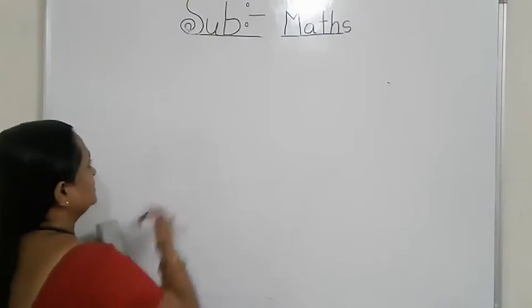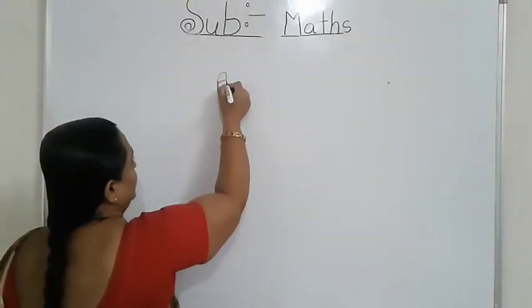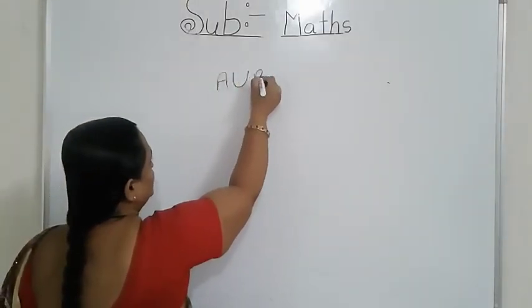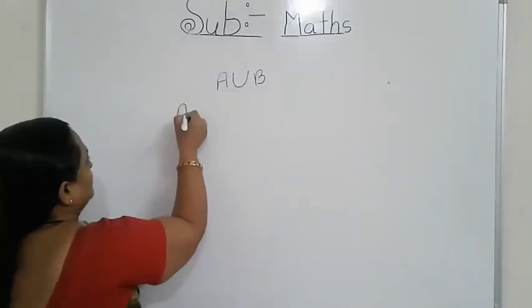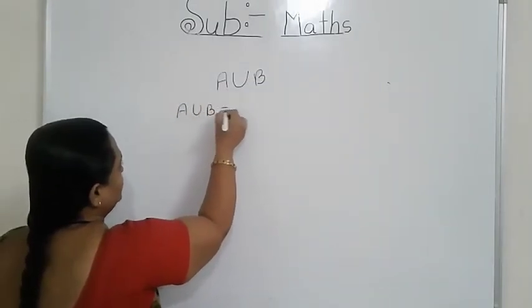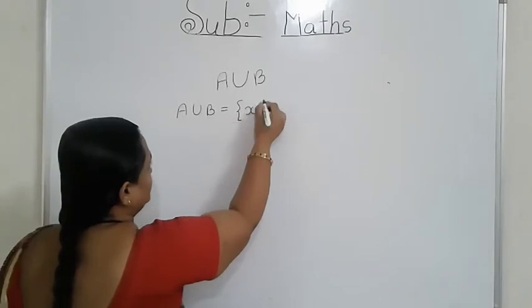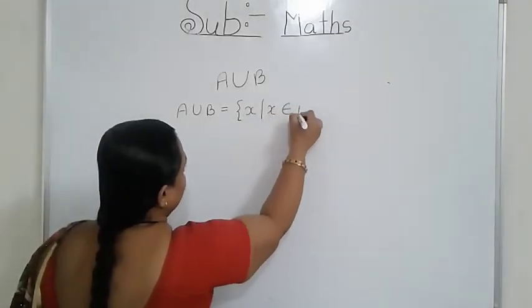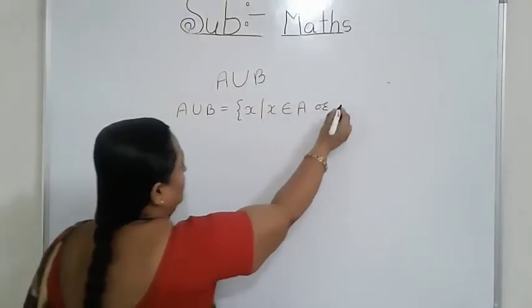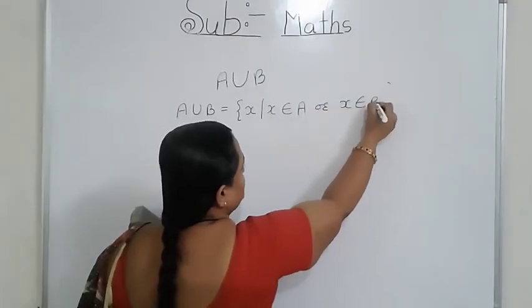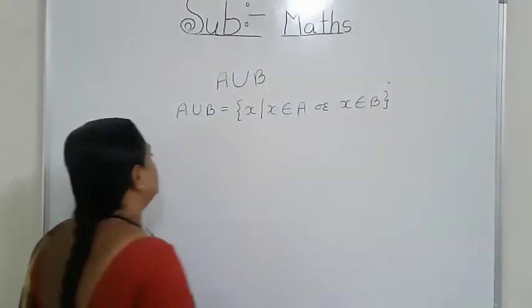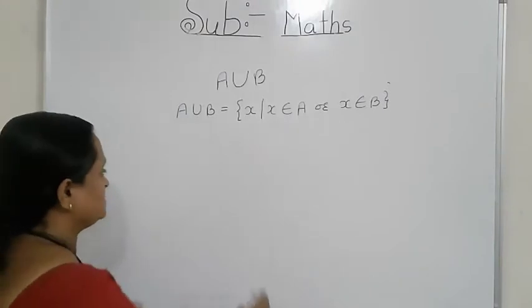Now union. This is the symbol for union. A union B. Therefore A union B is the set of all x such that x belongs to A or x belongs to B. Because union means set of all elements.